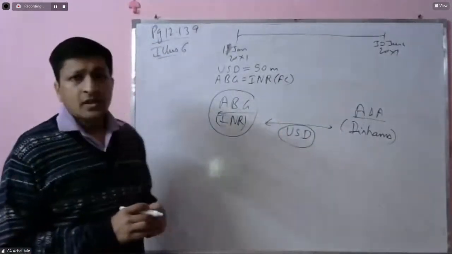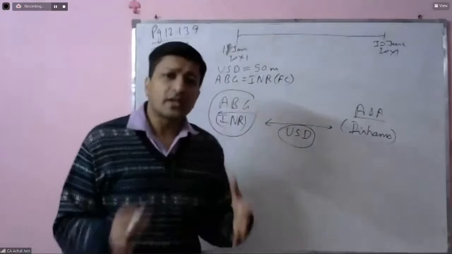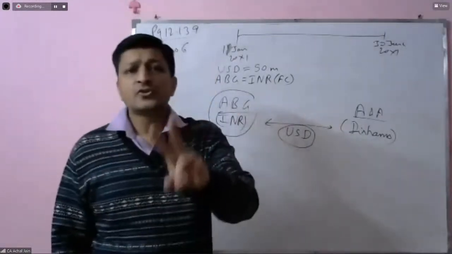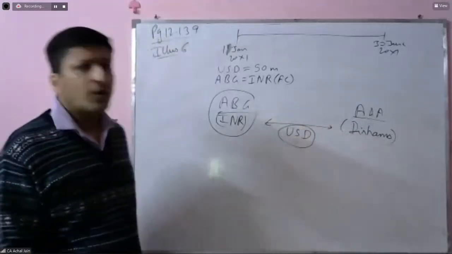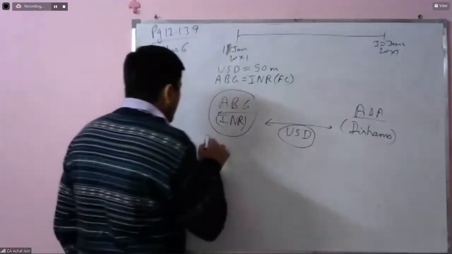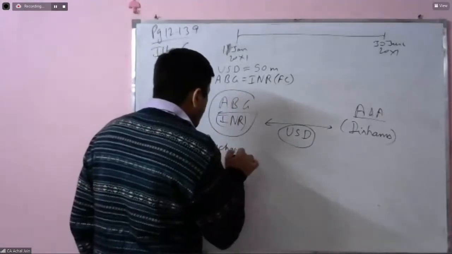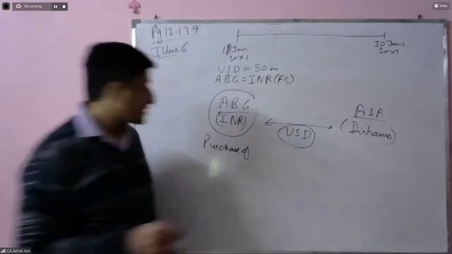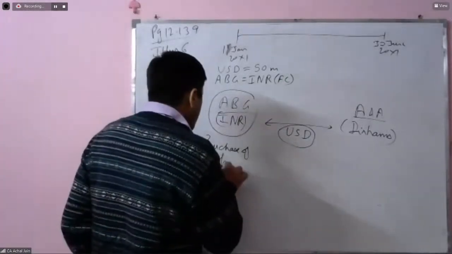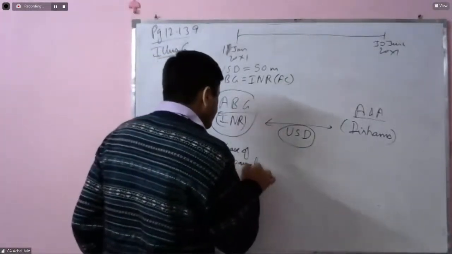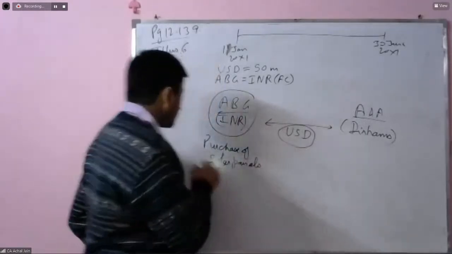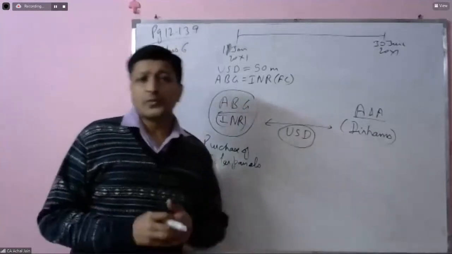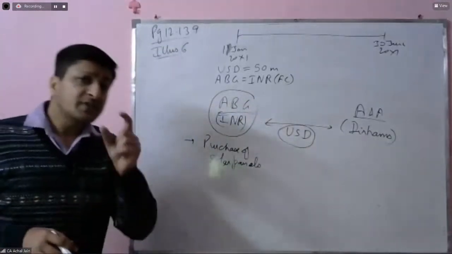Correct? So if you look at this type of transaction, what is it? Actually, this transaction has two components. What are the two components? One is the purchase of solar panels. Yeah, this is the first part, or first component, of the transaction. And what is the second component?